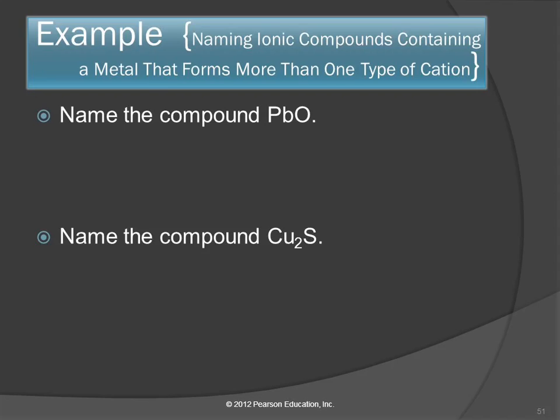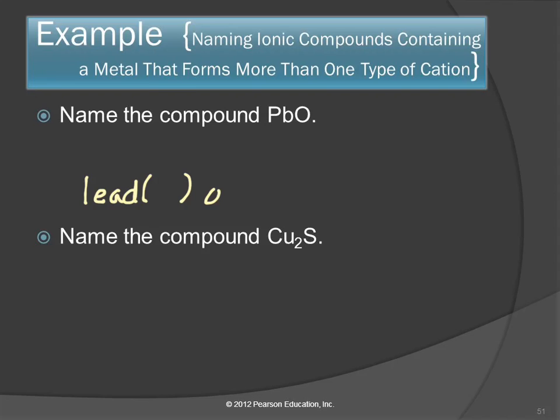So let's name a couple of compounds. PbO. It's a lead oxide. Lead is a metal, and oxygen is not. This is an ionic compound. Pb is the symbol for lead, so we write lead. Is lead in groups 1A, 2A, 3A, zinc, or silver? No, it's in group 4A. Does that count? No. If it isn't in group 1, 2, 3, zinc, or silver, then it needs a Roman numeral.